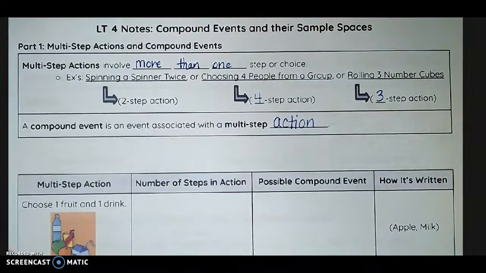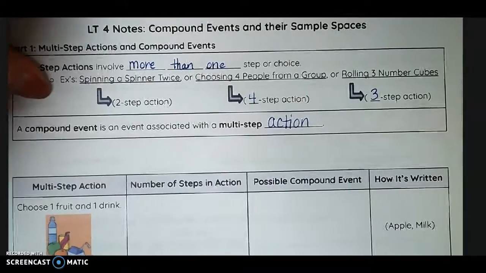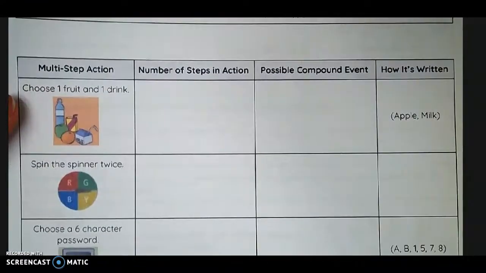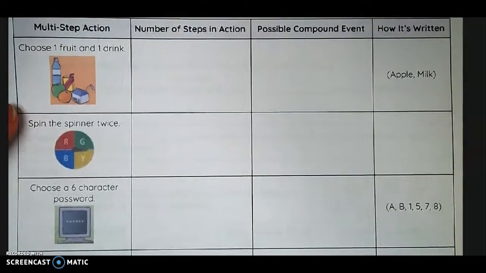So before we just rolled one die, and we were looking at just one roll of that die. And so that was a simple event. So this time we might roll the die twice, or we might have 2 dice. So as soon as we go into more than one thing, that's when we're talking about compound events. So we're going to look at how do we write those, and what are some examples.